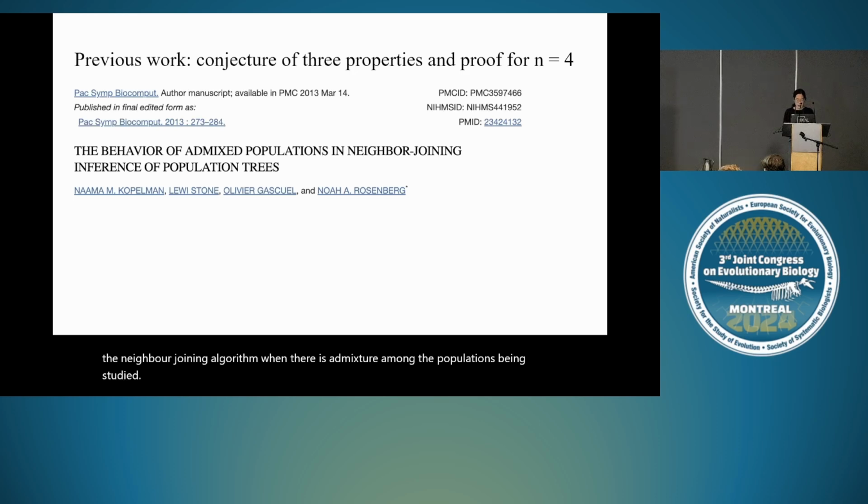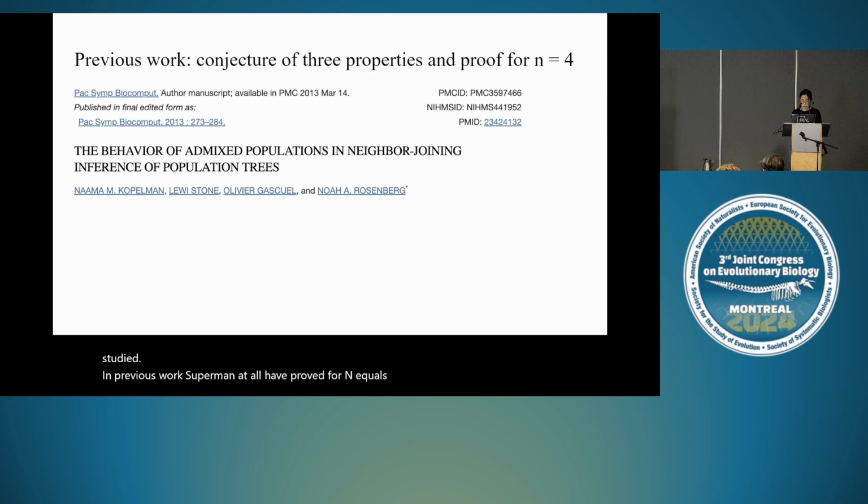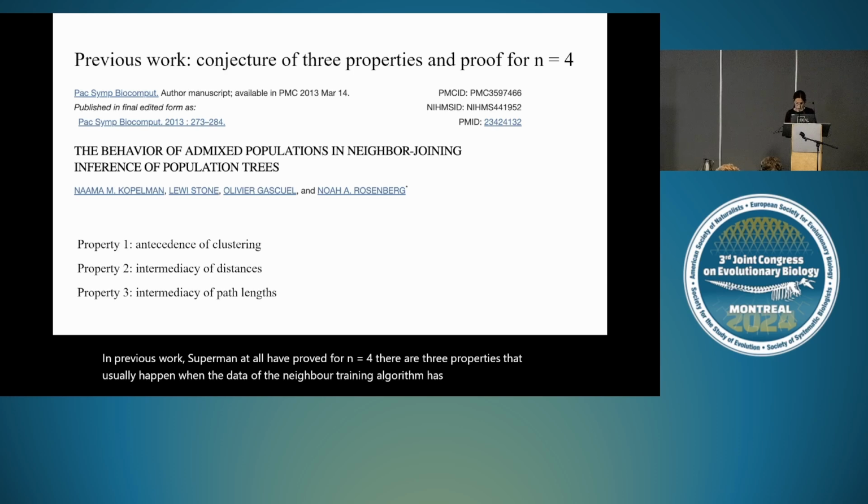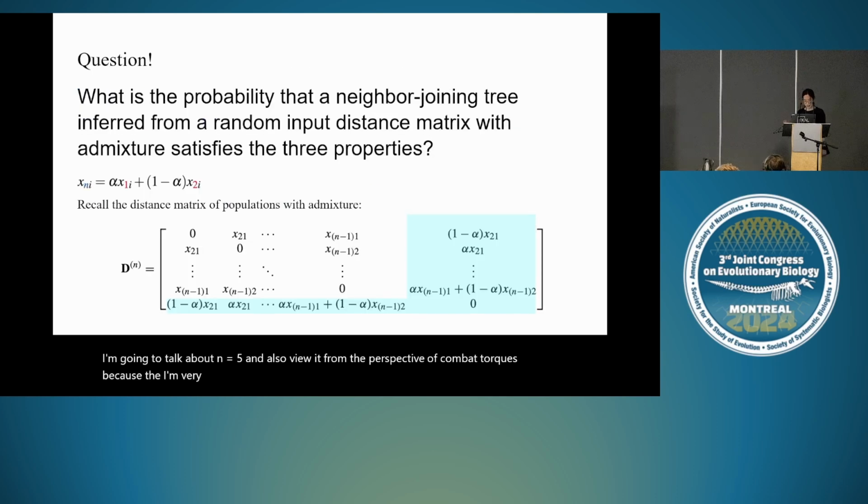In previous work, Koppelman et al. have proved for n equals 4 that there are 3 properties that usually hold when the data of the neighbor joining algorithm has admixture. These are the 3 properties. And they showed it for n equals 4 and some very specific type of input data. So in our project, we're going to extend this for greater n. In particular, in this talk, I'm going to talk about n equals 5 and also view it from the perspective of combinatorics because I'm more familiar with that method than other methods at the beginning of my PhD.